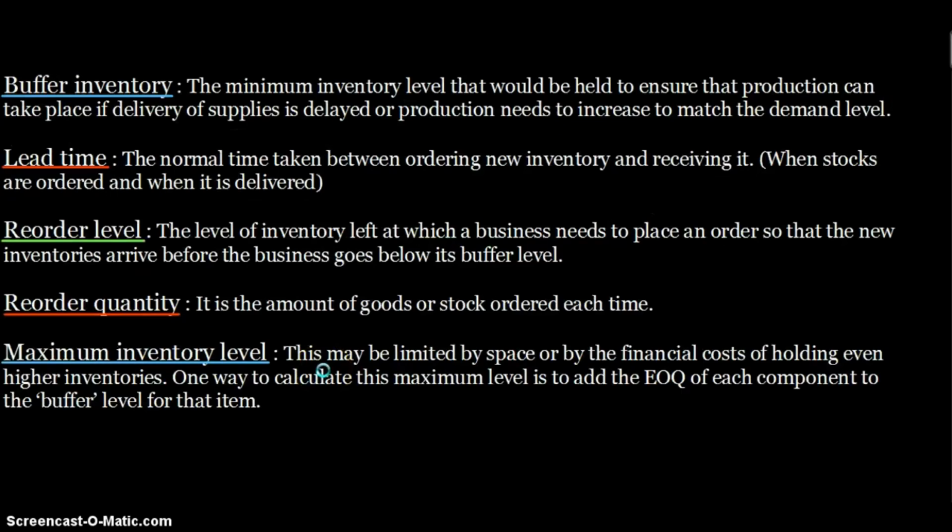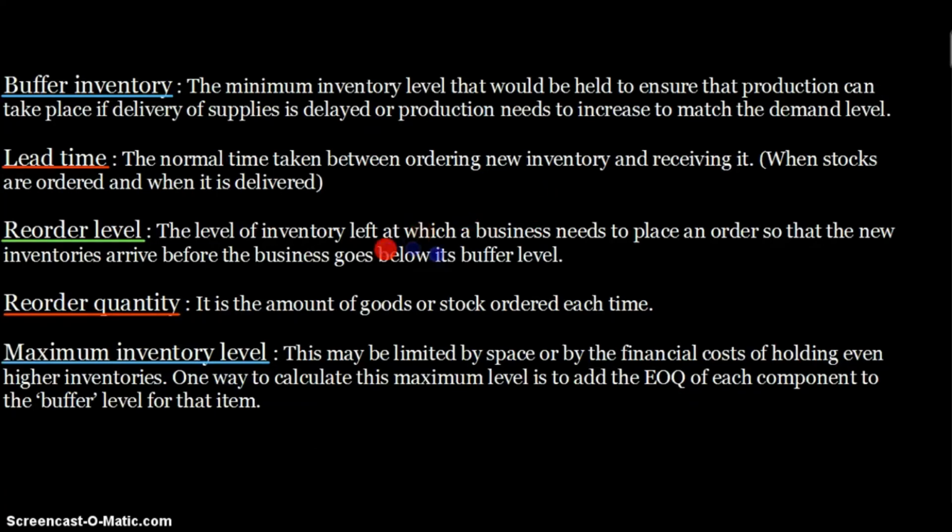Now the basic definitions that we have already discussed, I've written down over here so that you can have a brief introduction to them again. Buffer inventory, what was buffer inventory? It was the minimum inventory level that would be held to ensure that production can take place if delivery of supplies is delayed or production needs to increase to match the demand level. Lead time, what was lead time? It was the normal time taken between ordering new inventory and receiving it. That is, when stocks are ordered and when they are delivered.